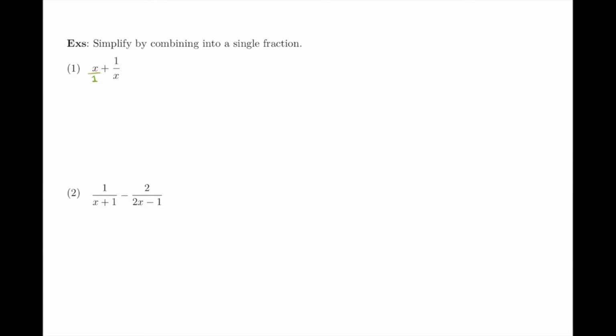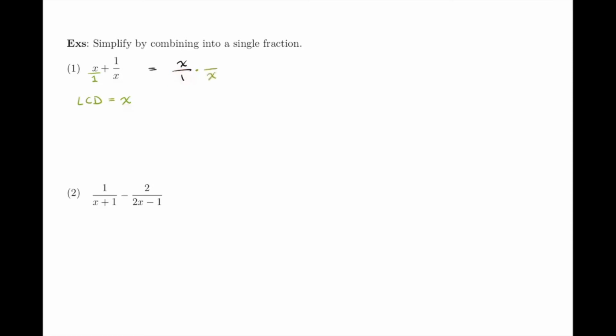I'm going to abbreviate common denominator by CD and more specifically LCD for the least common denominator. We just decided that that should be x. Now what we have to do is get this x over 1 to look like an equivalent fraction with a denominator of x. That's going to be done by multiplying it by a fancy version of 1. What do we need to multiply 1 by in order to make it look like x? Well, that's simply x.